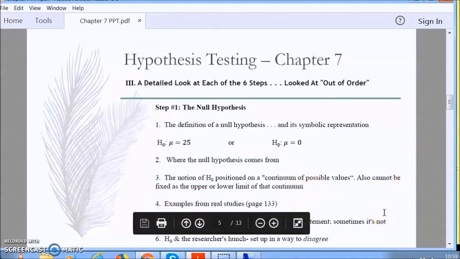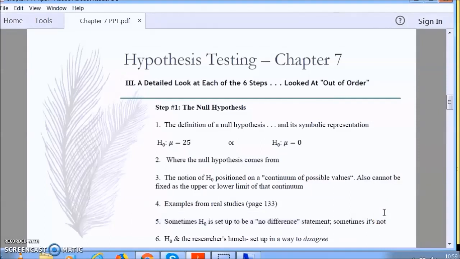The next one is a very important point, is the fact that the researcher sets up the null hypothesis in a way that the researcher disagrees with it. So you are setting up the null hypothesis in a way that the researcher would say that the results show that the null hypothesis is rejected. And most often that is the case.